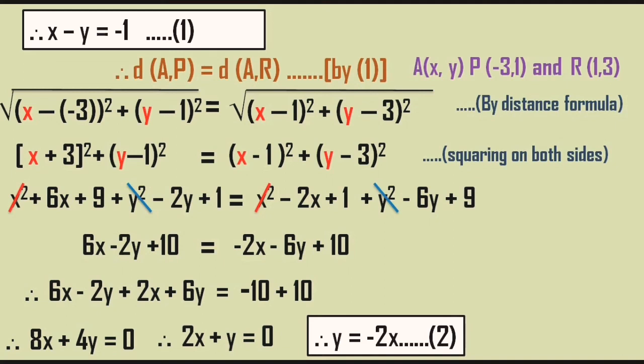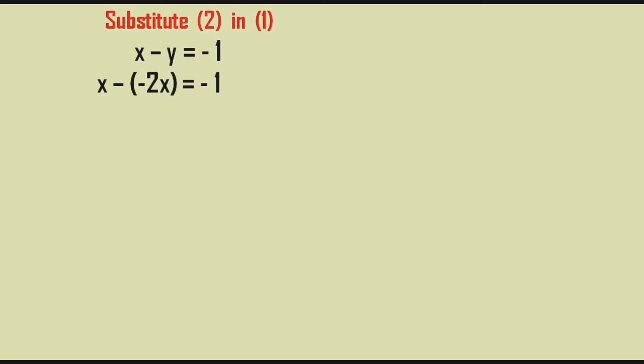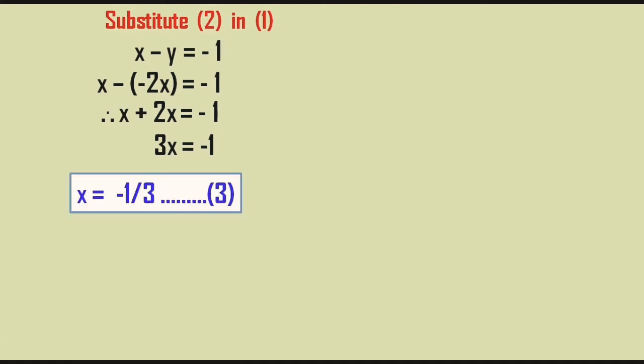Now, to solve this simultaneous equation, I'm going to utilize the substitution method. I'm going to substitute equation number 2 in equation number 1, somewhat like this, and the minus which is outside the bracket and the minus inside the bracket will make it positive. So x plus 2x equals minus 1, that gives us 3x equals minus 1, and we get the answer for the x coordinate, that is minus 1 upon 3. The 3 which was there with x will be moved to the other side of the equality in division.